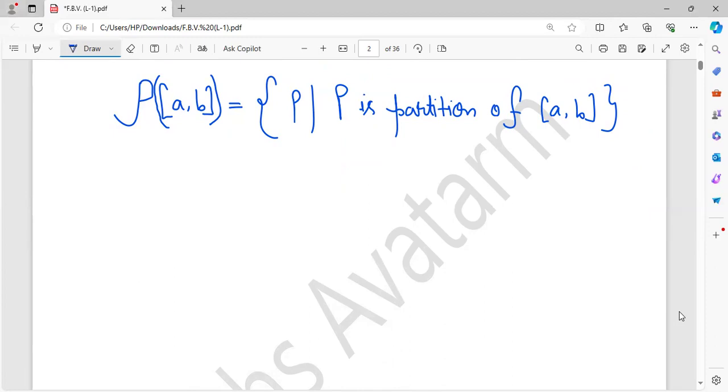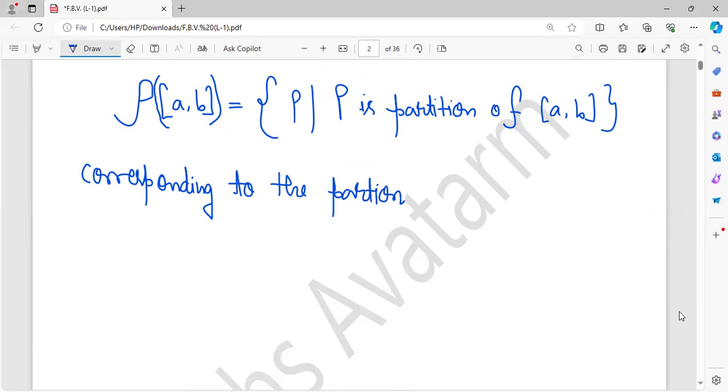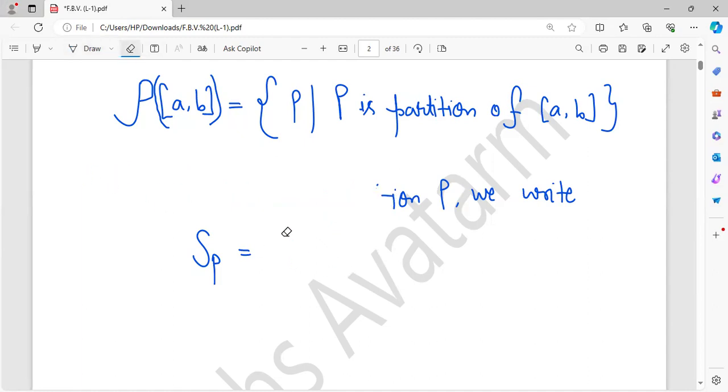So consider, corresponding to the partition P, we write S_P. S_P depends on the partition P. Suppose P has a finite number of points n. Then I am writing this. I will write this later, so I have to write one here.